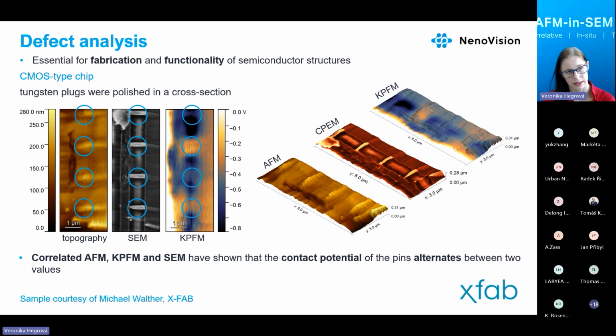And so the first of the applications I'd like to explain is the defect analysis of a CMOS type chip. We can see the tungsten plugs. They were polished in a cross section. We can see curtains as well, and the interest was in the surface potential. The surface potential should alternate at exact values, but as we can see, it alternates on very off values. So there has definitely been a defect in the structure, which was probably the reason why the structure didn't work.